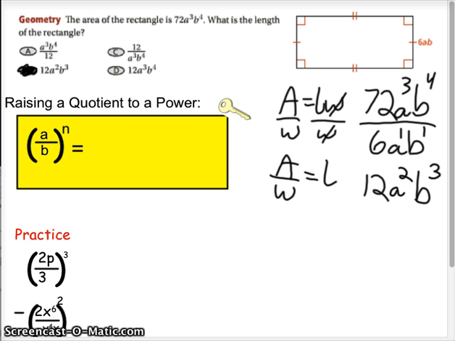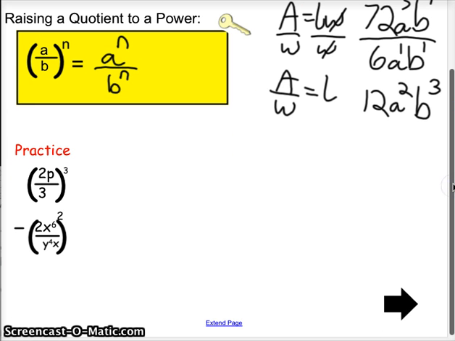Looking at our property, raising a quotient to a power. It probably won't surprise you, just like when we were doing the product of a power, the power kind of distributed to the terms within. Same thing happens with the quotient. It applies to the numerator and the denominator, both. So to apply this, let's look at a few examples.